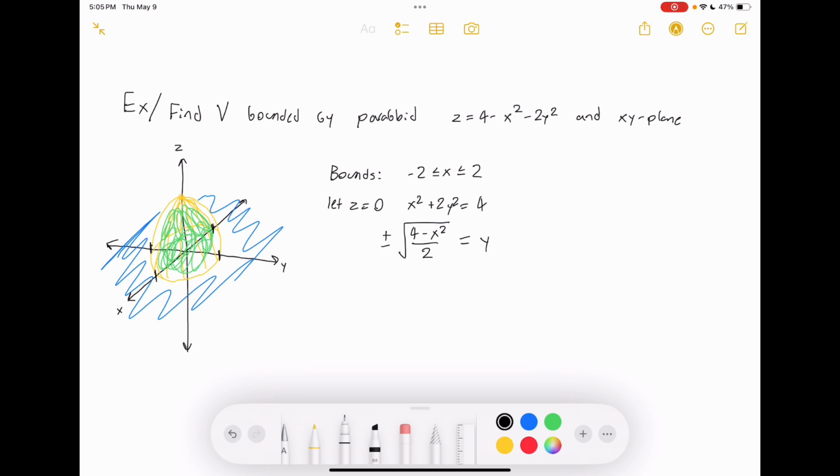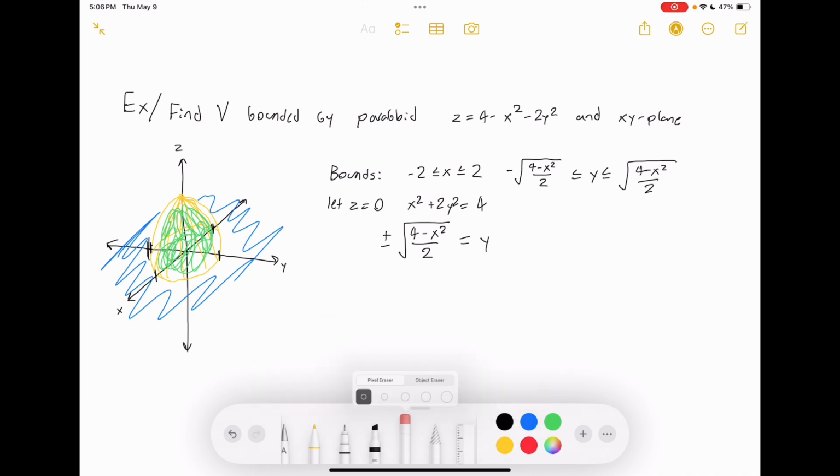And the reason it's plus or minus is because y goes from that side to the other side, and it dips into the negative region there, as you can see. So the bounds are going to be that for x, and then for y, you're going to use that thing we just got. It's going to go from negative the square root of (4 minus x squared) over 2, less than or equal to y, less than or equal to positive the square root of (4 minus x squared) over 2.